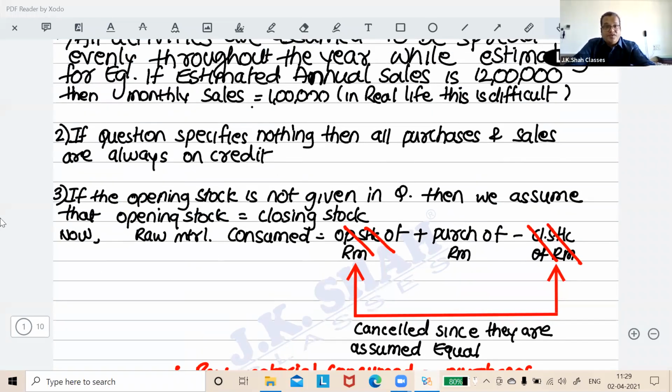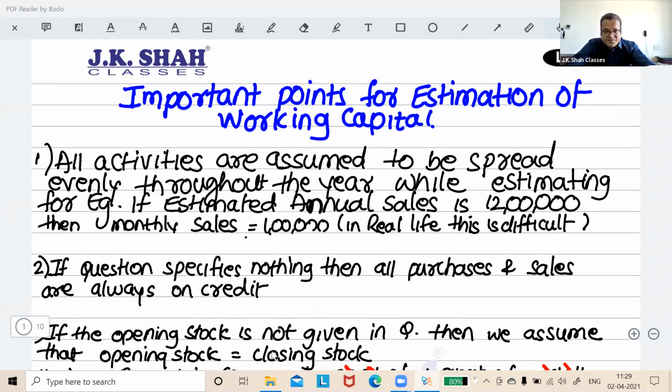Okay, fine. First thing first. So let's talk about these important points. All activities are assumed to be spread evenly throughout the year while estimating. For example, if estimated annual sales is 12 lakh, then the monthly sale is 1 lakh. In the bracket I've already written.